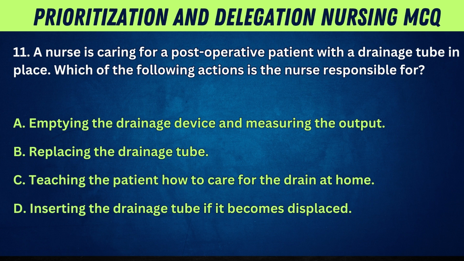11. A nurse is caring for a postoperative patient with a drainage tube in place. Which of the following actions is the nurse responsible for? A. Emptying the drainage device and measuring the output. B. Replacing the drainage tube. C. Teaching the patient how to care for the drain at home. D. Inserting the drainage tube if it becomes displaced.